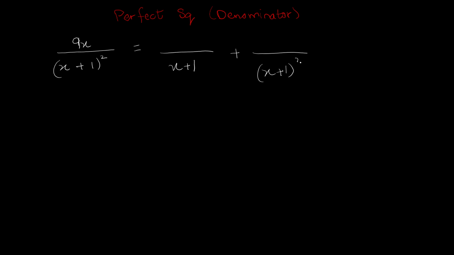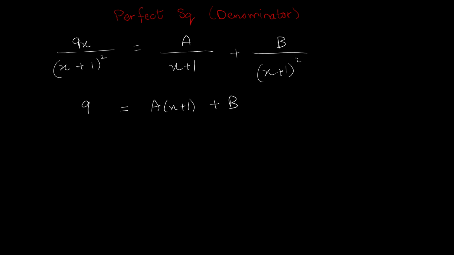And the numerator would be the same, a here and b here, but there is a difference when you solve it as compared to the one where you have different factors. You have to do something extra here. So first we'll do the same thing, multiply (x plus 1) whole square on both sides. So 9x on the left side and a times (x plus 1) plus b.